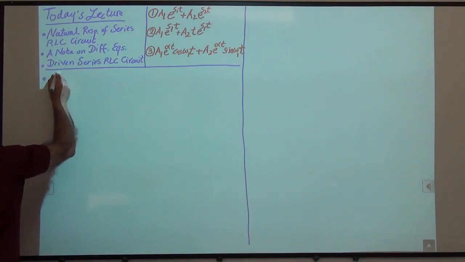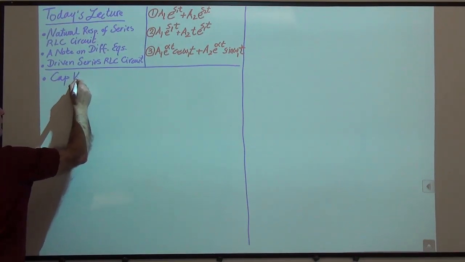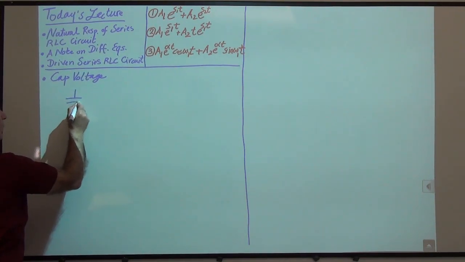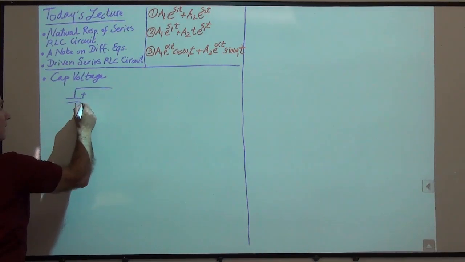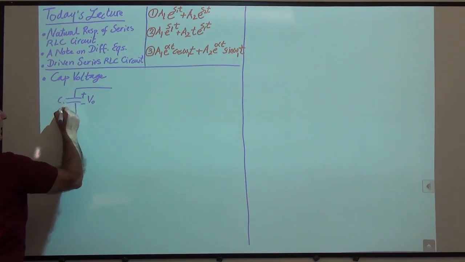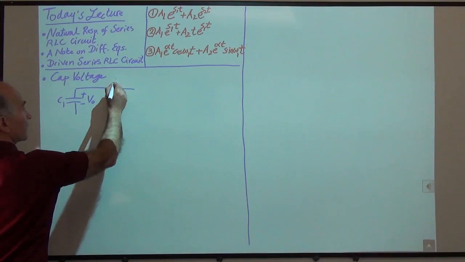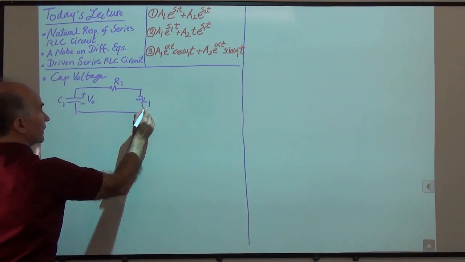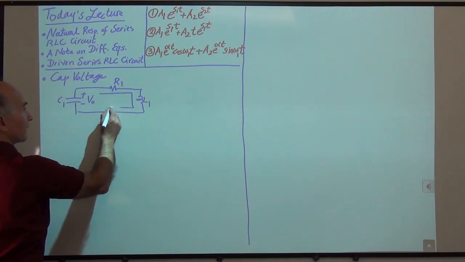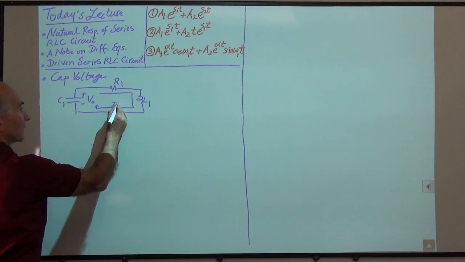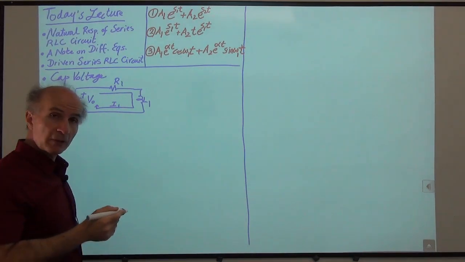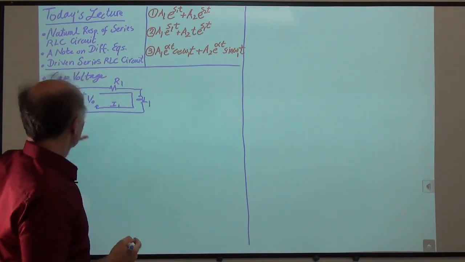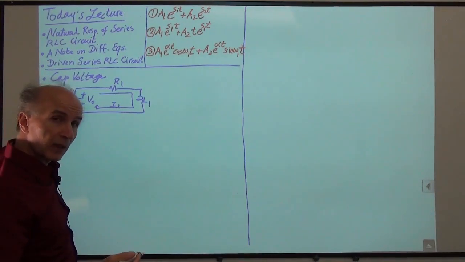So we're going to say cap voltage, and we draw the circuit quickly. Here's V0, here's C1, then we have a resistor R1, and then we have an inductor L1, and we have found this current already. We called it I1, right? So we have the current equation, one of those three equations, and then we just need to find the voltage on the capacitor as a function of time.